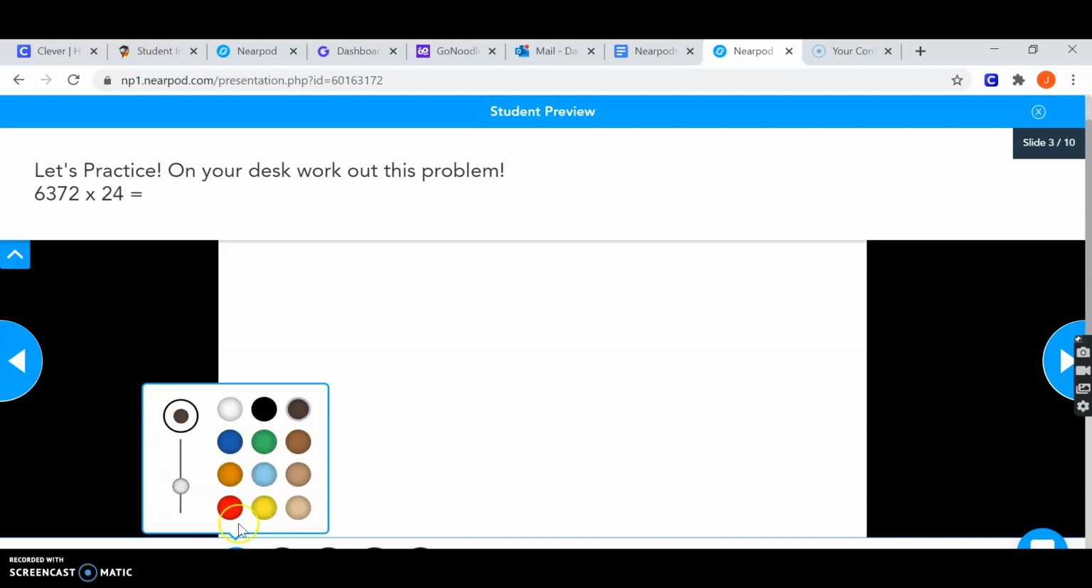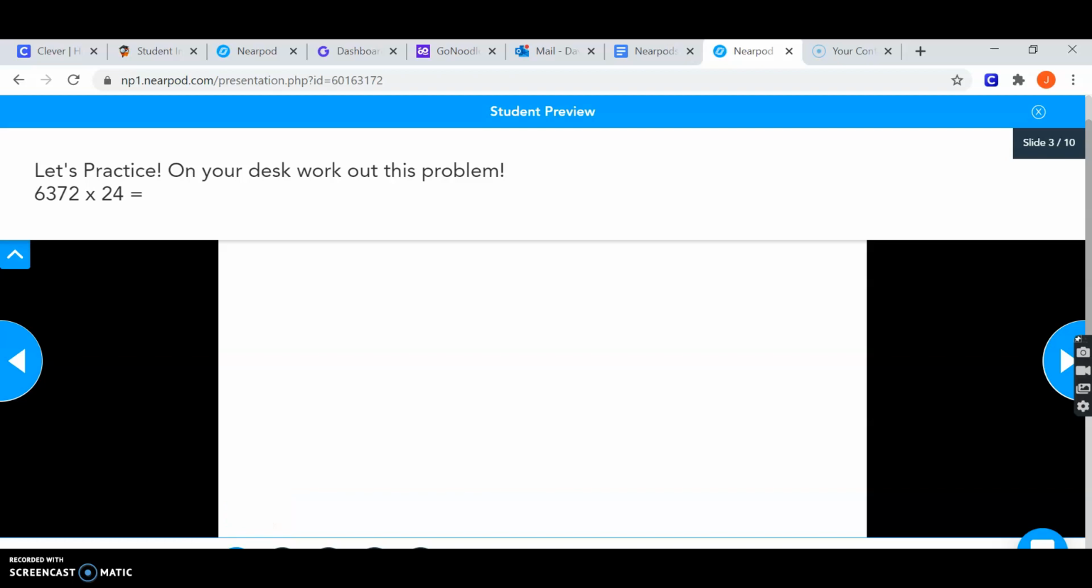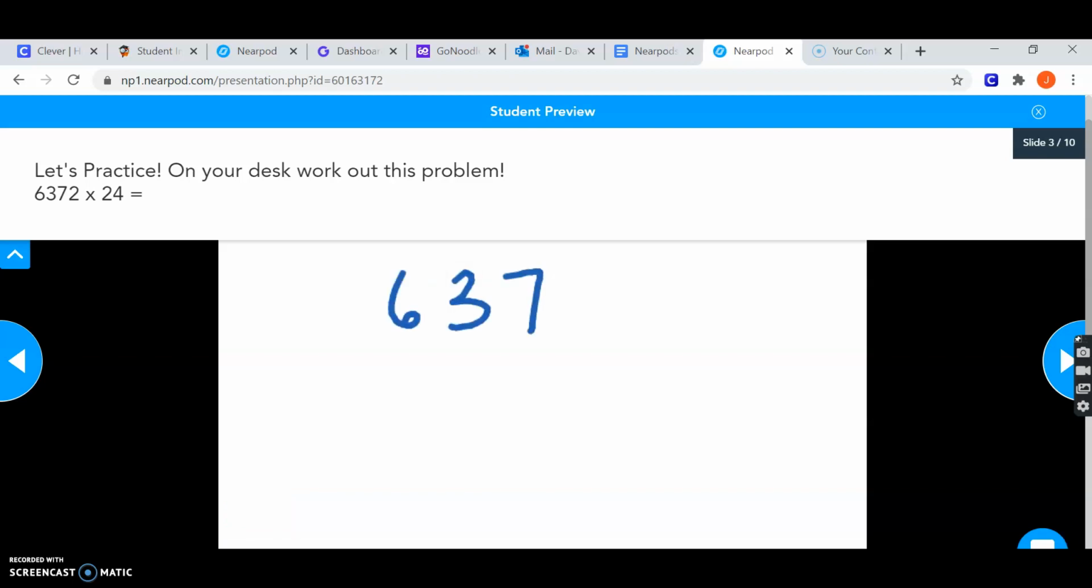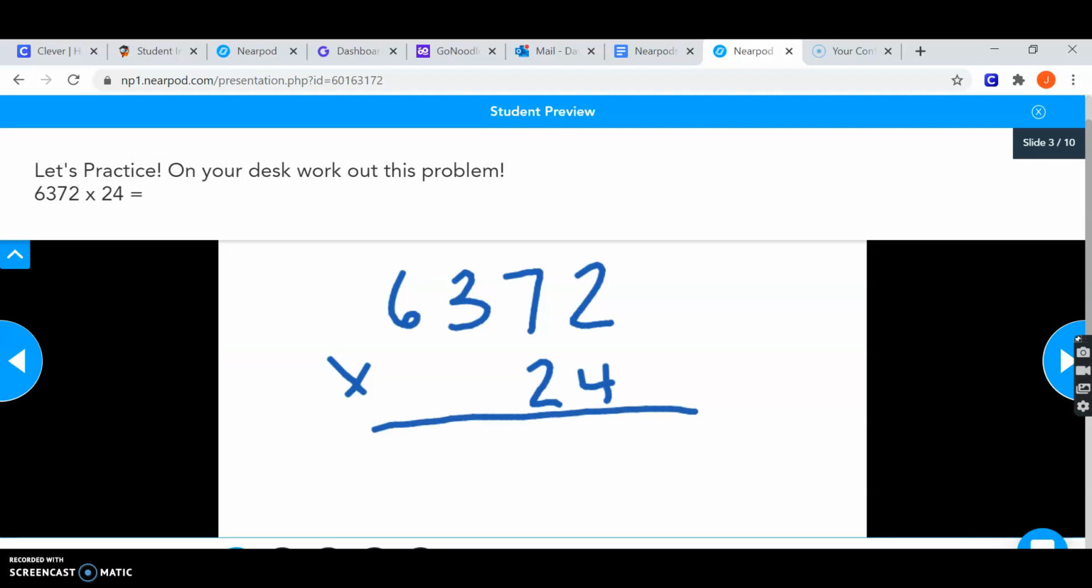So first, we always have to rewrite it stacked. So we're going to have 6,372 times 24, okay? Same as yesterday, we're just continuing practicing so that we get really good at it in case we ever have to add a 5th digit.